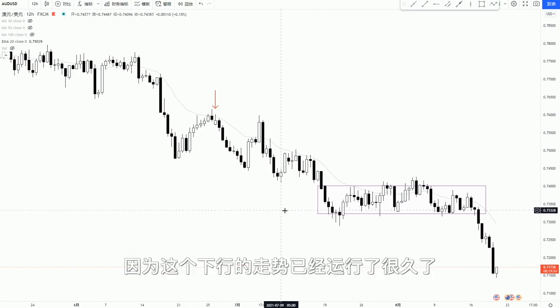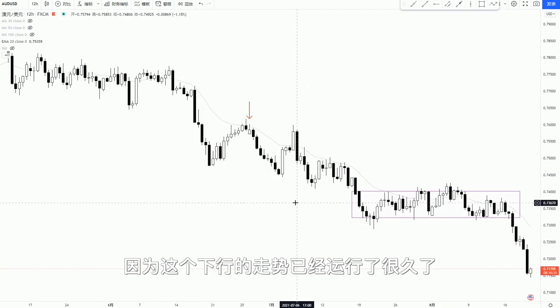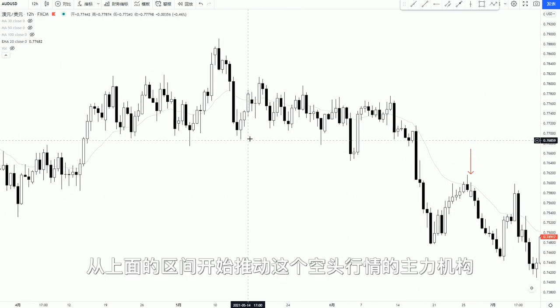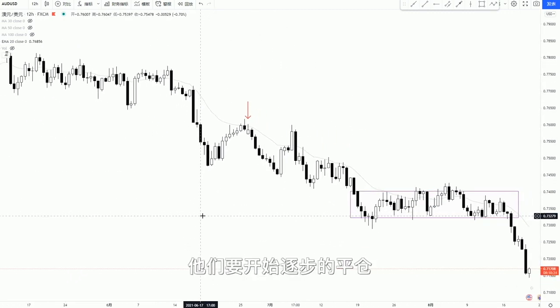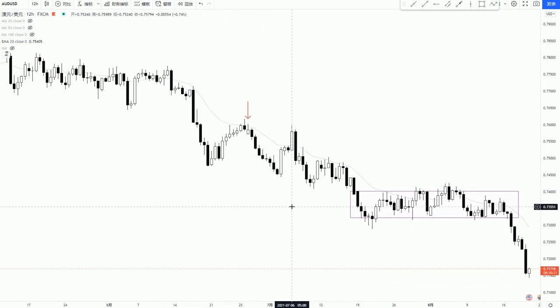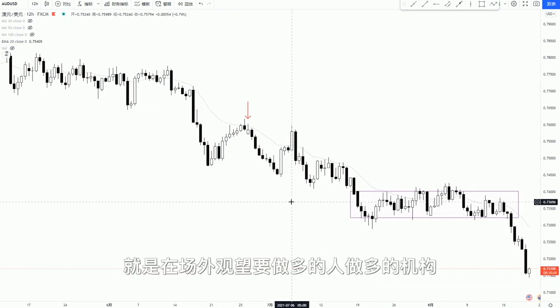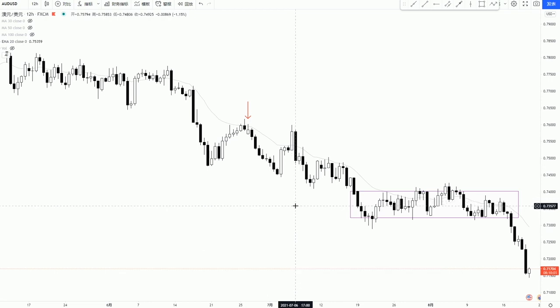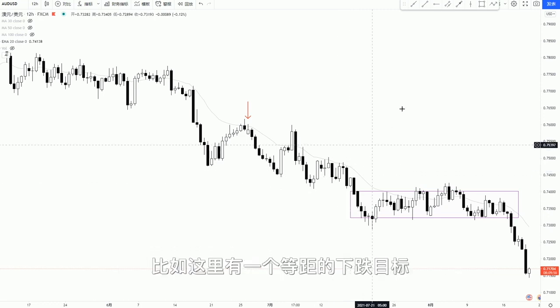The price movement goes to this box. Why the complex adjustment? Because this downtrend has been running for a long time, the main players that have driven this short market from the upper range have made a lot of money, and they are going to start to unwind their positions gradually. The second thing is that a contrarian trader is an institution on the sidelines looking at people who want to be long. In this position, they have more logical reasons to be long.